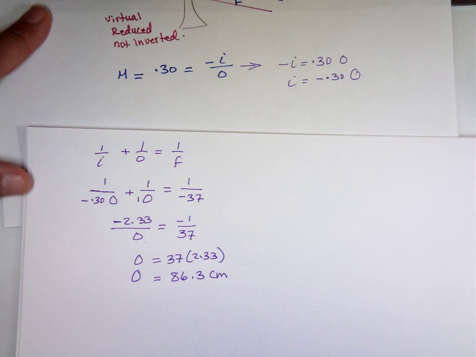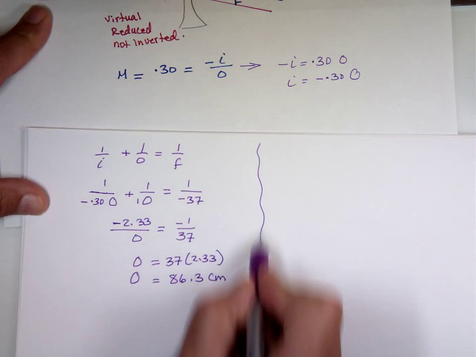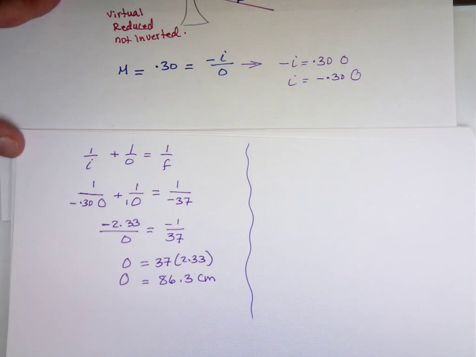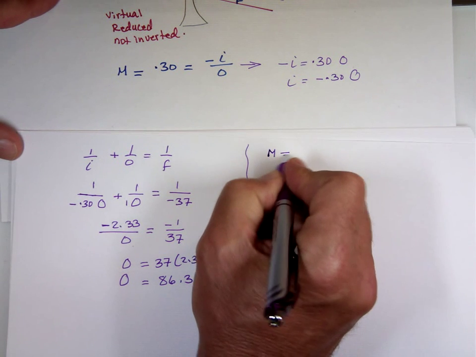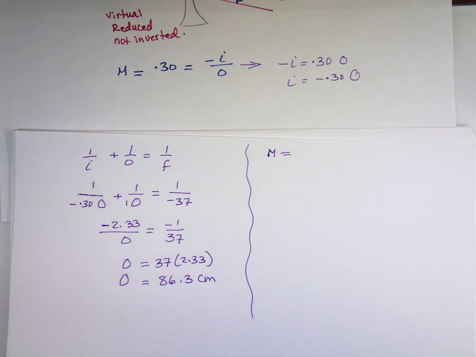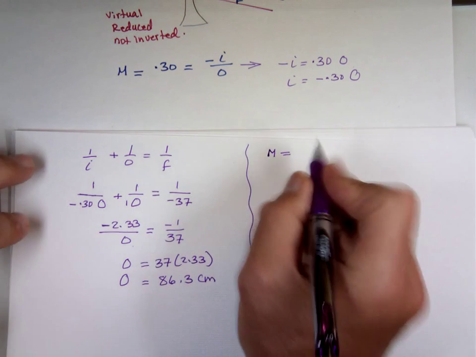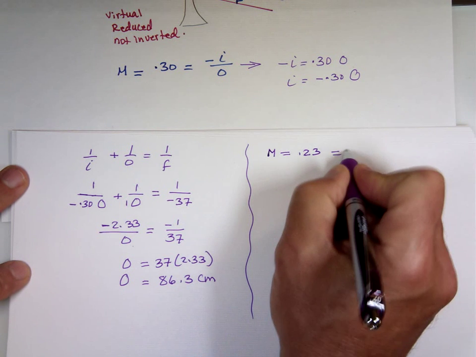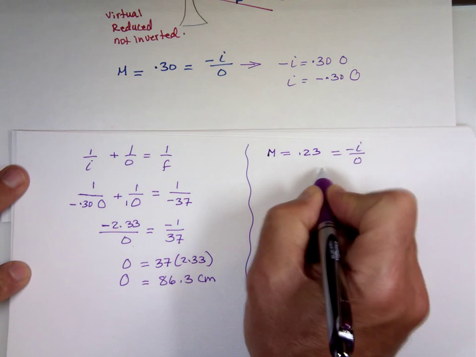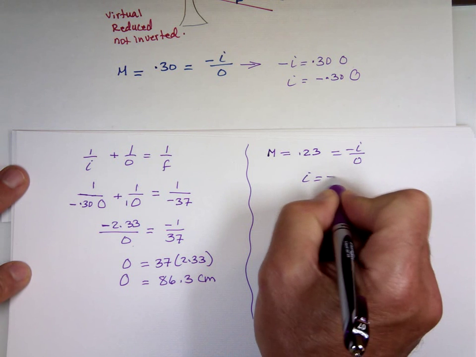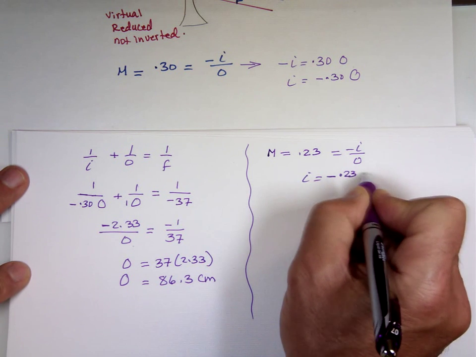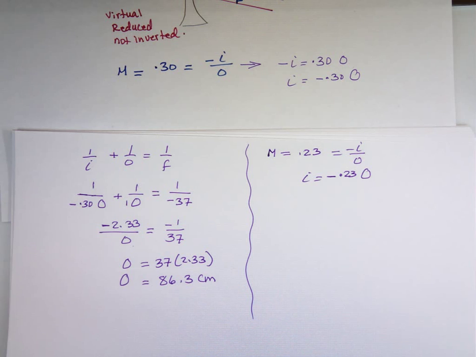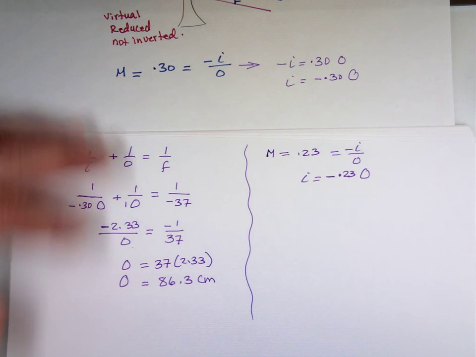Now for the second part, let's see what happens. The magnification is no longer 0.3. I want it to be, I think, if I remember, 0.23. Let me take a peek back. 0.23. That means that's equal to negative I over O, or I equals negative 0.23 times O. And let's see where that object should be placed now to make the magnification 0.23.